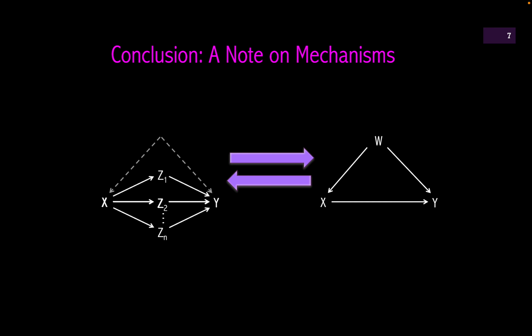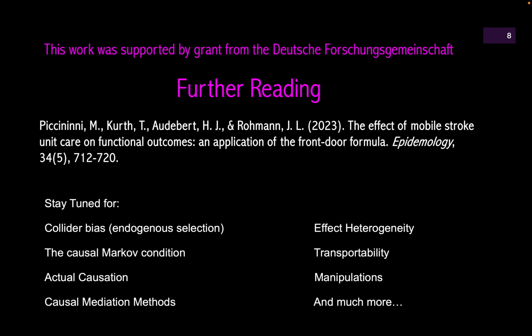The front door criterion validates the intuition that learning the mechanism by which a cause brings about its effect is valuable for causal inference. At the same time, it puts pressure on philosophical positions that view causal and mechanistic explanations as somehow competing. Causal knowledge is mechanistic knowledge, in a sense we can make very precise.